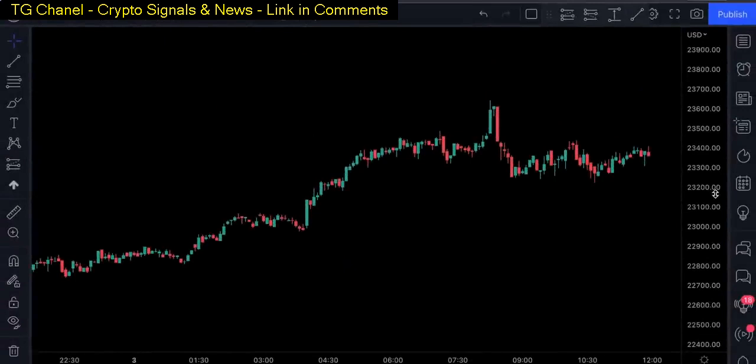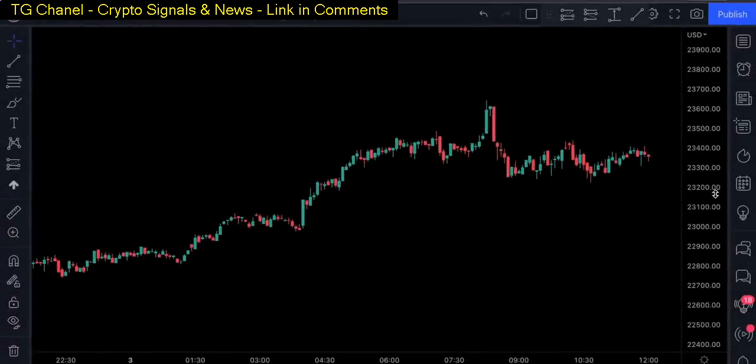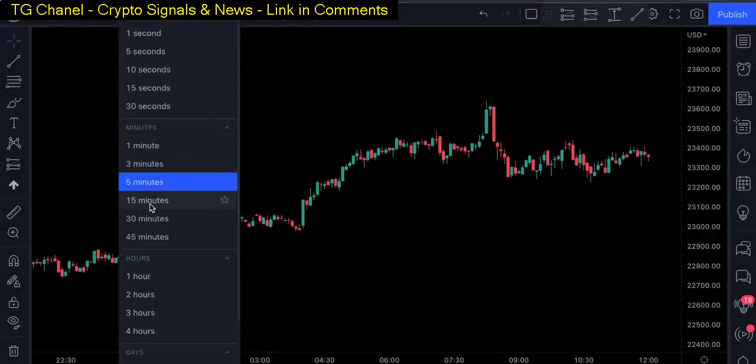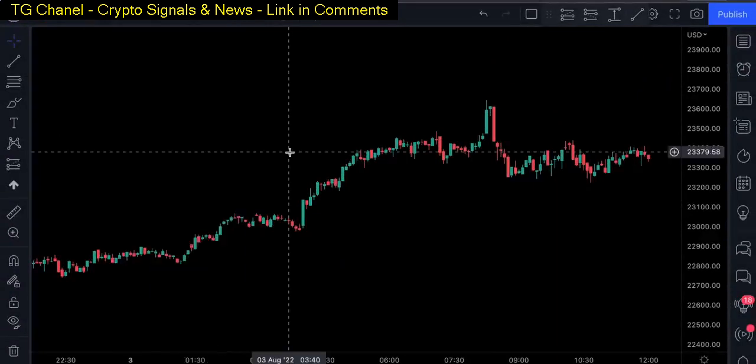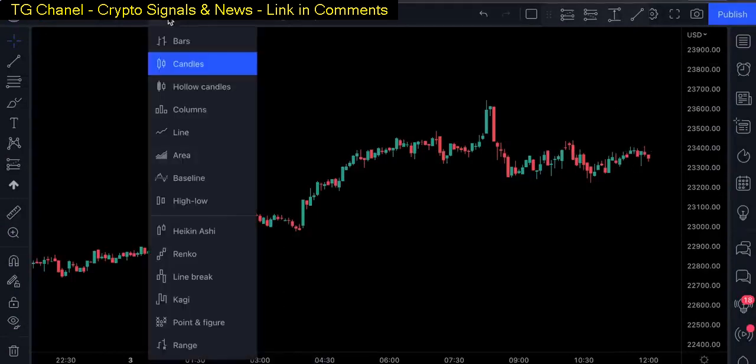Okay, we're currently looking at the price of BTC USD on a 5-minute time frame. This strategy also works on higher time frames. You can try it on a 15-minute, 1 hour, or even a daily chart. Before we add our indicators to the chart, let's switch the candlesticks from Japanese to Heikin Ashi.